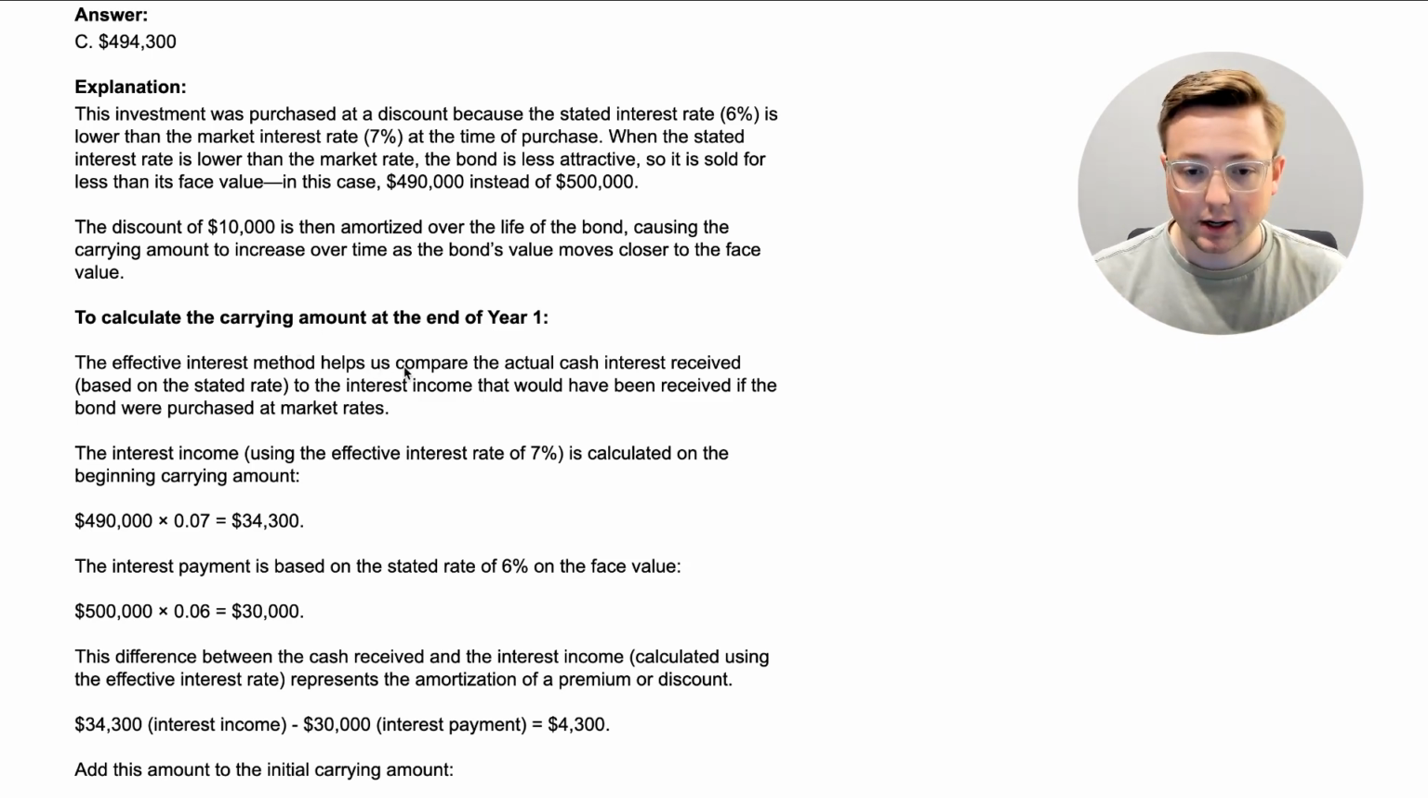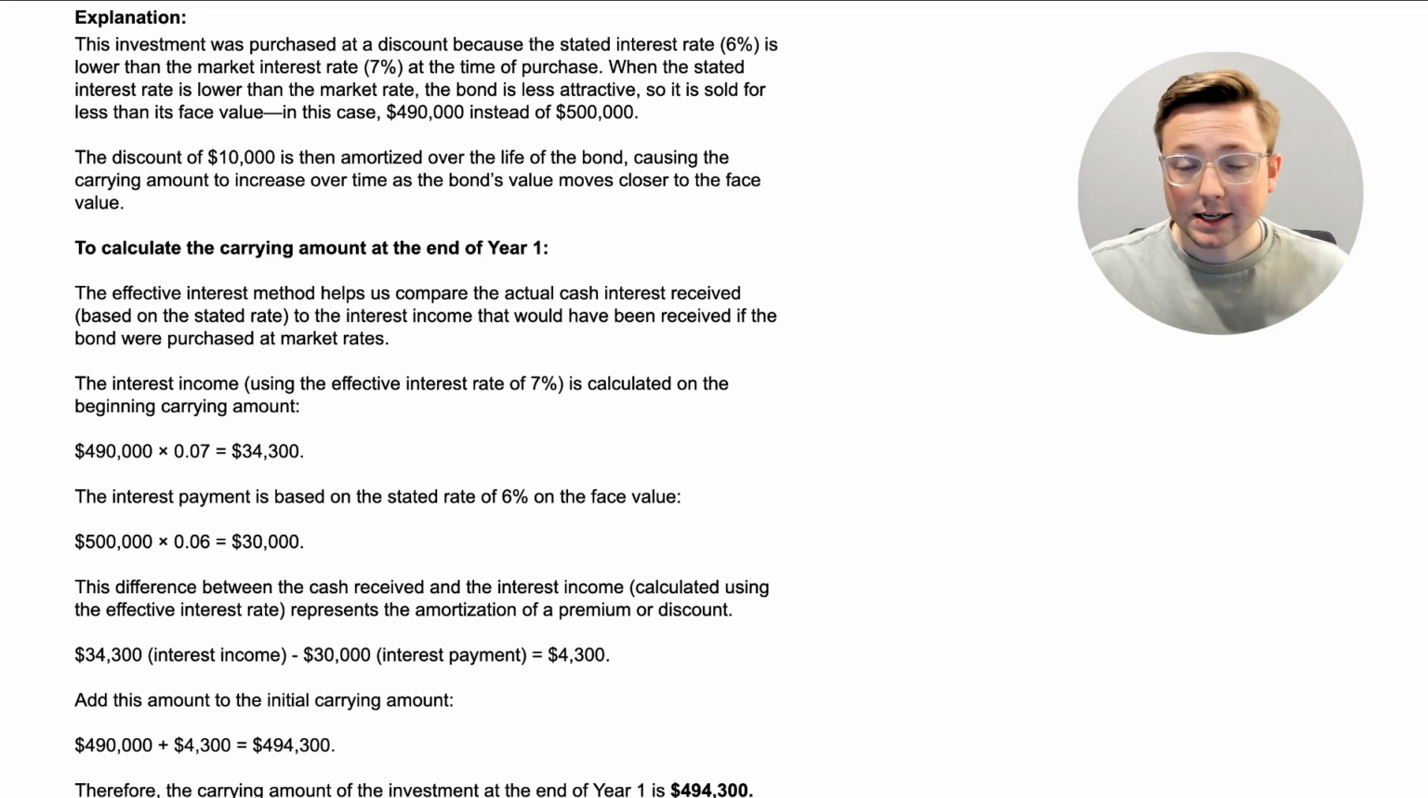The effective interest rate method helps us compare the actual cash interest received based on the stated rate to the interest income that would have been received if the bond were purchased at market rates. So essentially, we are taking the interest rate that they actually have and comparing it to the market rate, and that's going to help us figure out how much the amortization is for the discount or the premium each year. So the interest income uses the effective interest rate. The effective interest rate is the market rate, by the way, and is calculated on the beginning carrying amount. So you multiply the market rate by the carrying amount, and that gives you $34,300 of interest income.